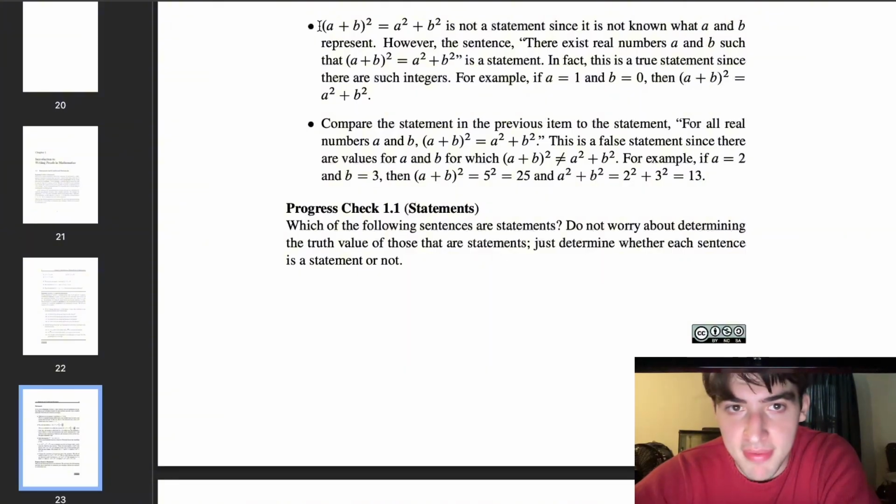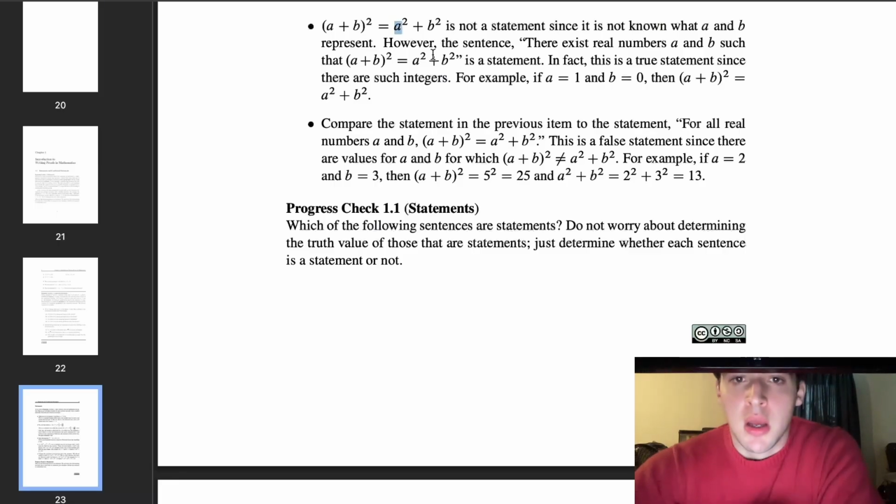I'm guessing not, because the variables still represent values outside of mathematics itself. Maybe. Like, a has to stand for something. It has to represent something. We don't know what it represents. All right.